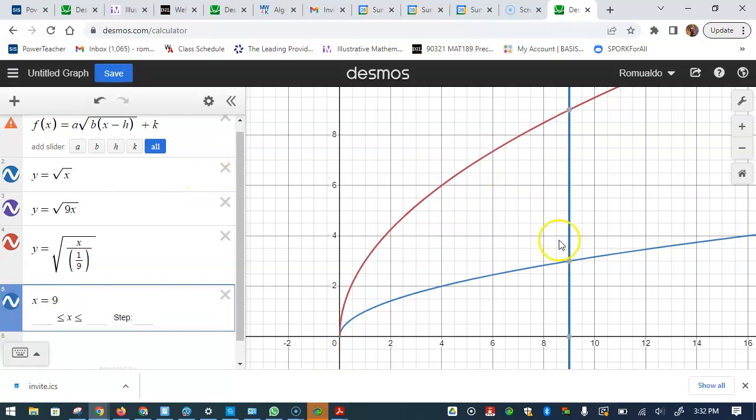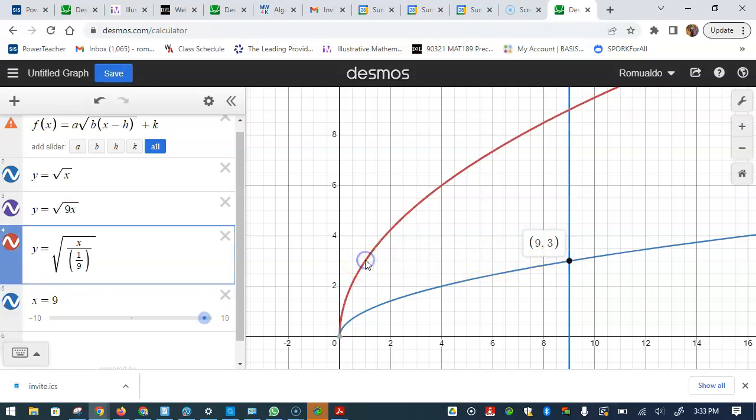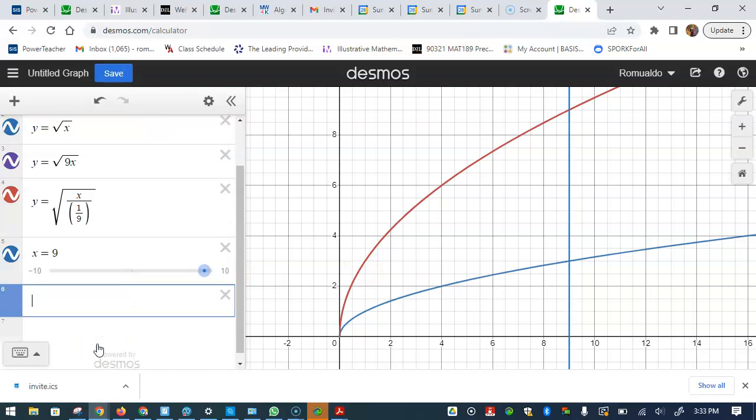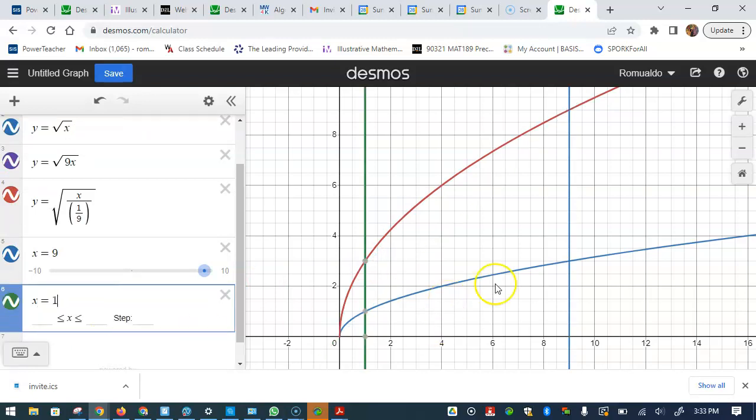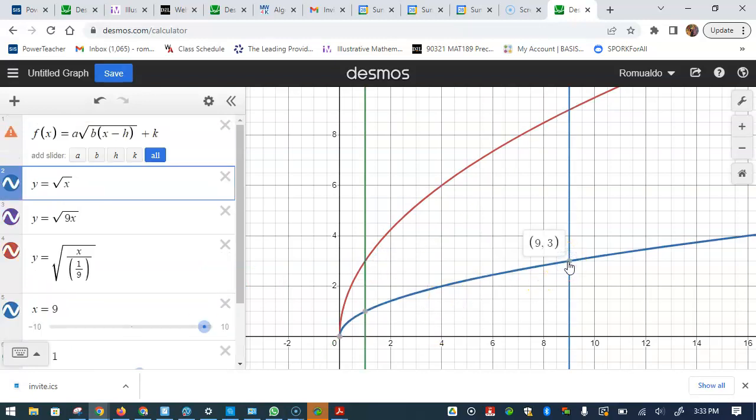In the beginning, when it is 9, the square root of 9 is 3. So that's the original one. Now what's happening is this point, 9, 3, shrinks or compresses horizontally to a point right here. I'm going to put x equals 1 and see how it is.